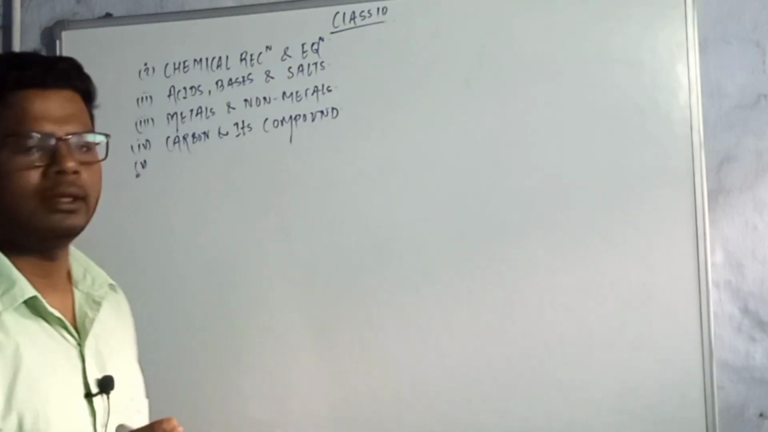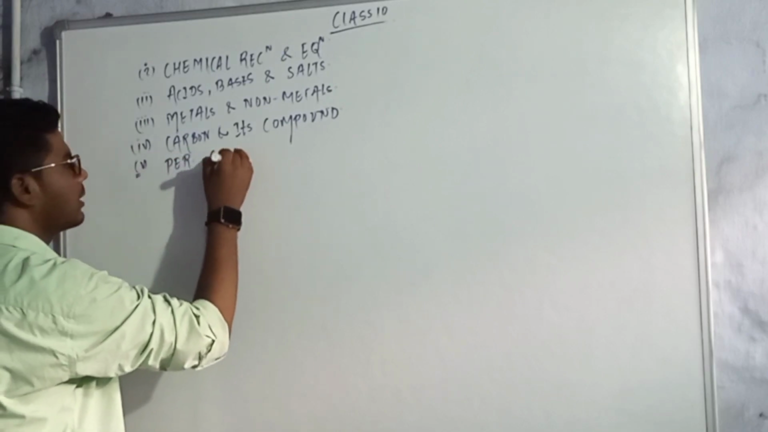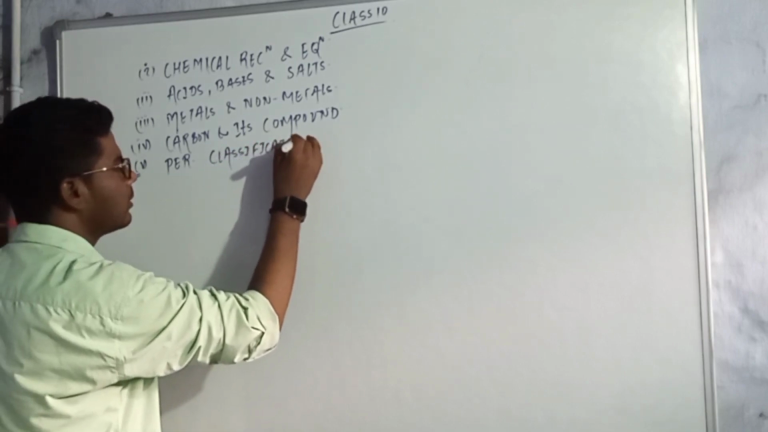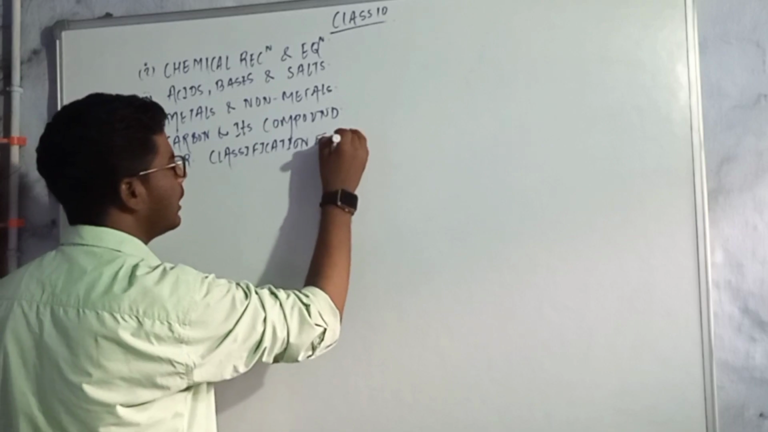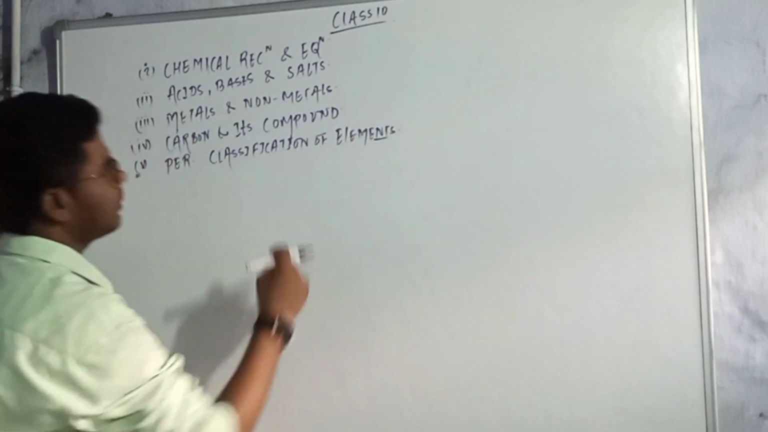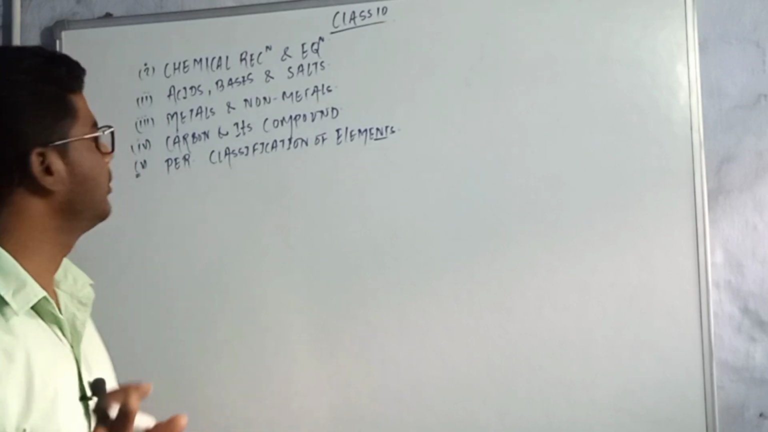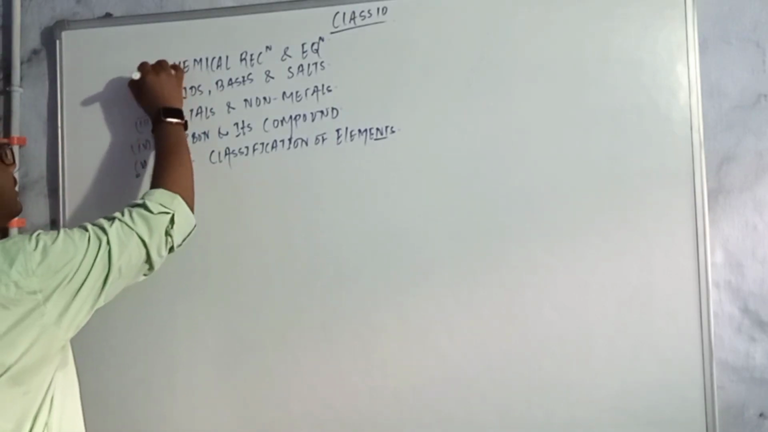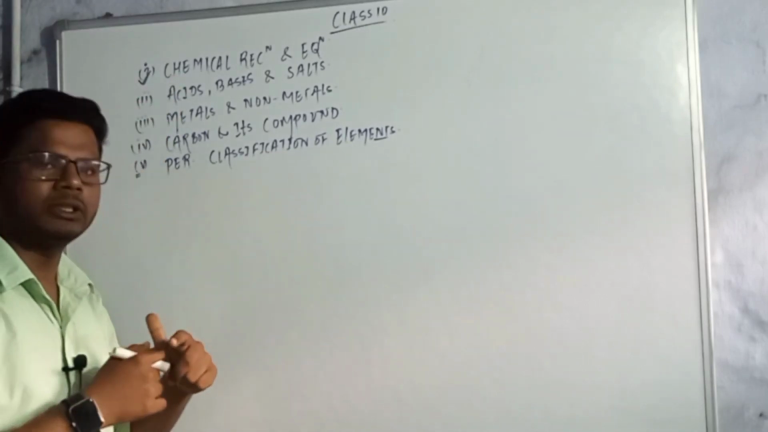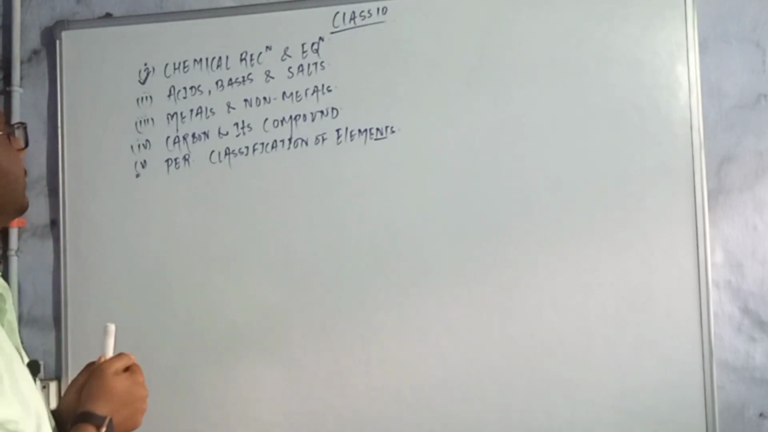There is also a fifth chapter, which has now been removed by the CBSE, which is periodic classification of elements. This is a very important chapter, but now it is removed by CBSE. Chemical reaction and equation, the first chapter, is very important. Questions from this segment were also asked in competitive exams.